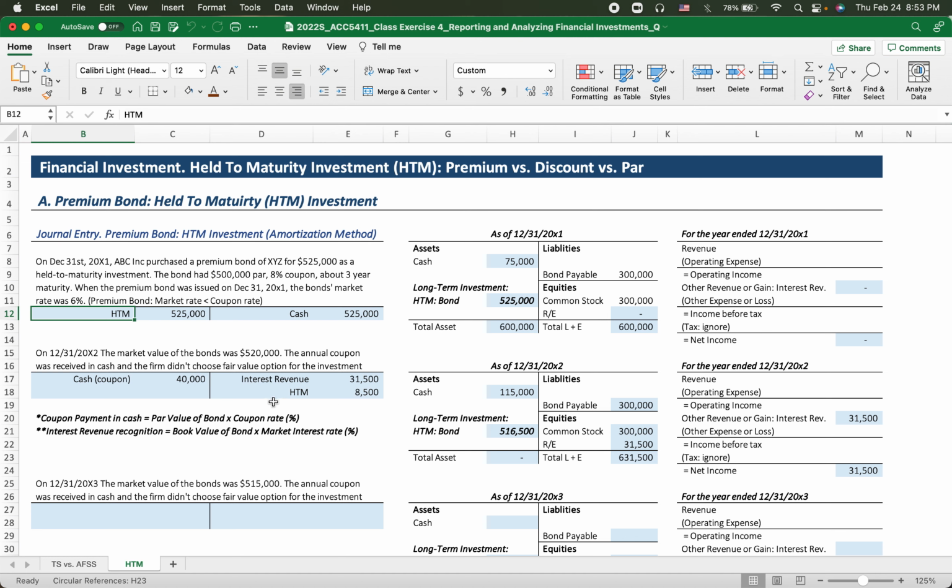So 8,500 should be reduced from this original cost, and then this 516,500 is now the new net book value of the investment. The net book value of this bond investment is diminishing, and then at maturity, this bond book value will reach the par value of 500,000, because that is the promised amount when the bond issuer issued the bond with the par value of $500,000. Okay.